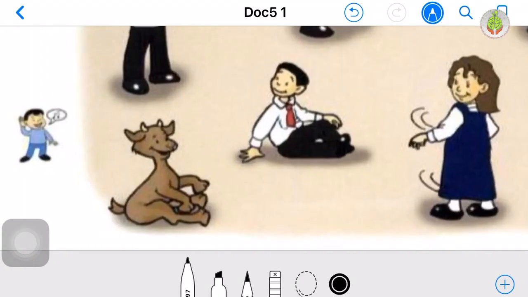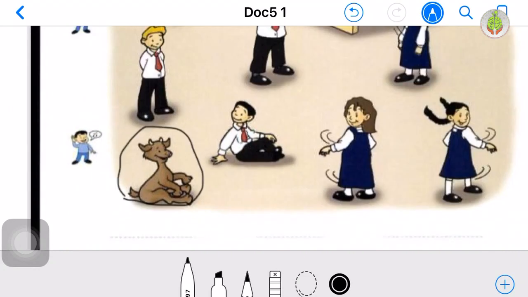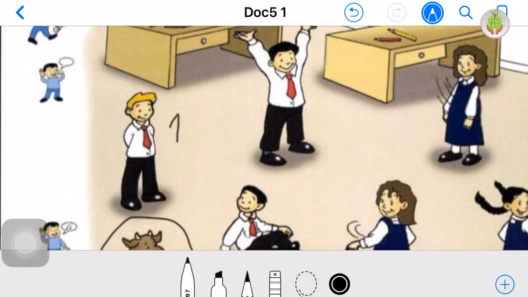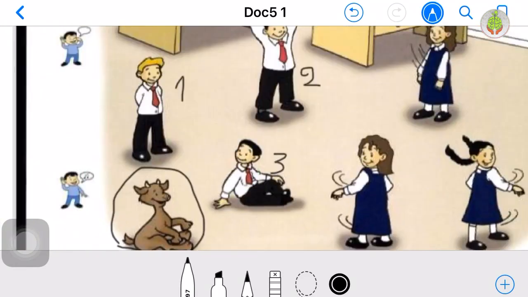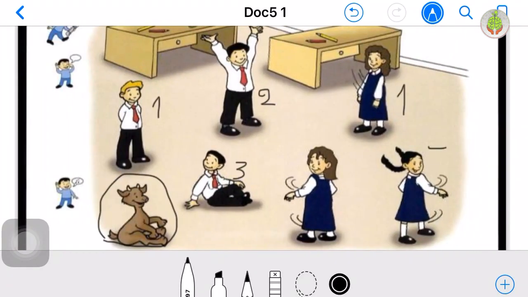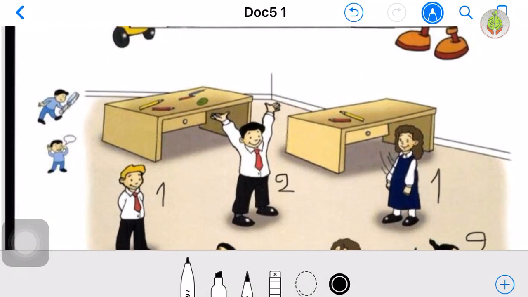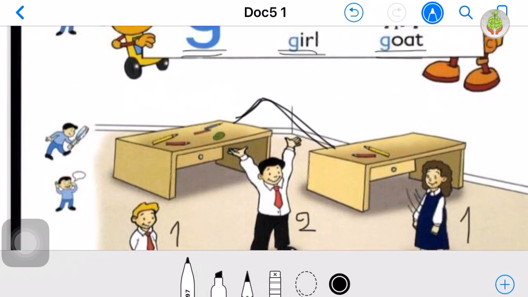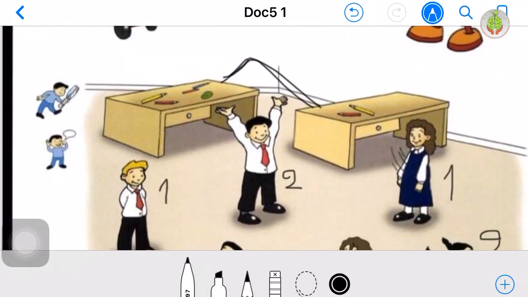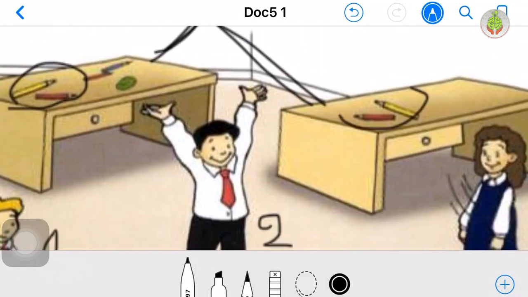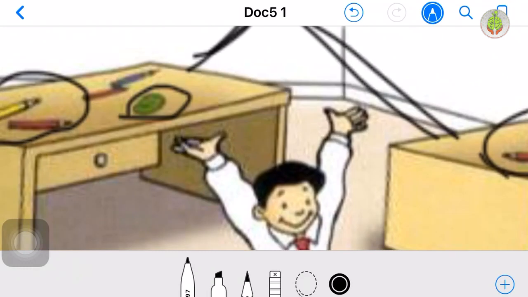I can see a goat. I can see three boys. 1, 2, 3. Three boys. I can see three girls. 1, 2, 3. I can see two desks. It means desk, okay? That's not any two, it's two desks. So 1, 2. I can see. What else? What can you see on the desks? I can see pencils. And there I can see a rubber.